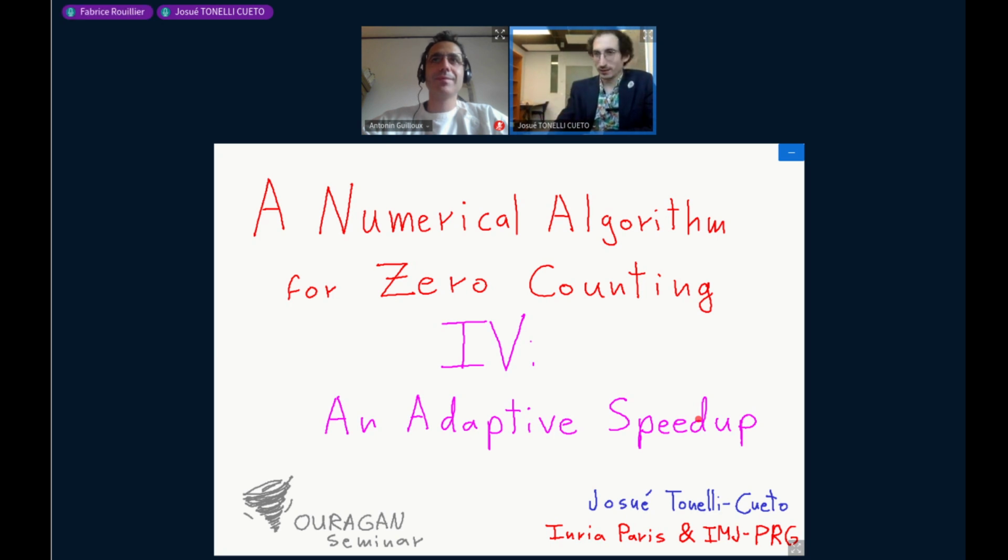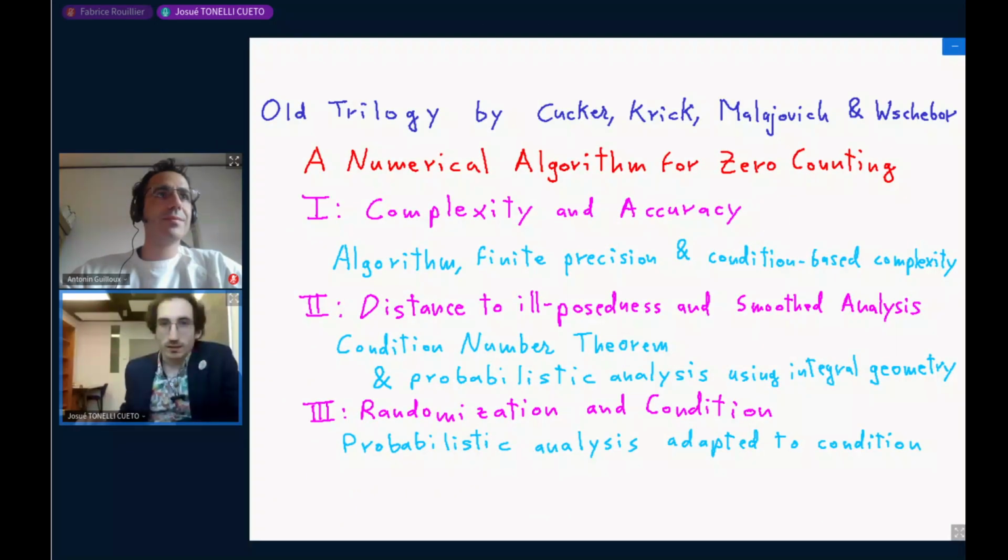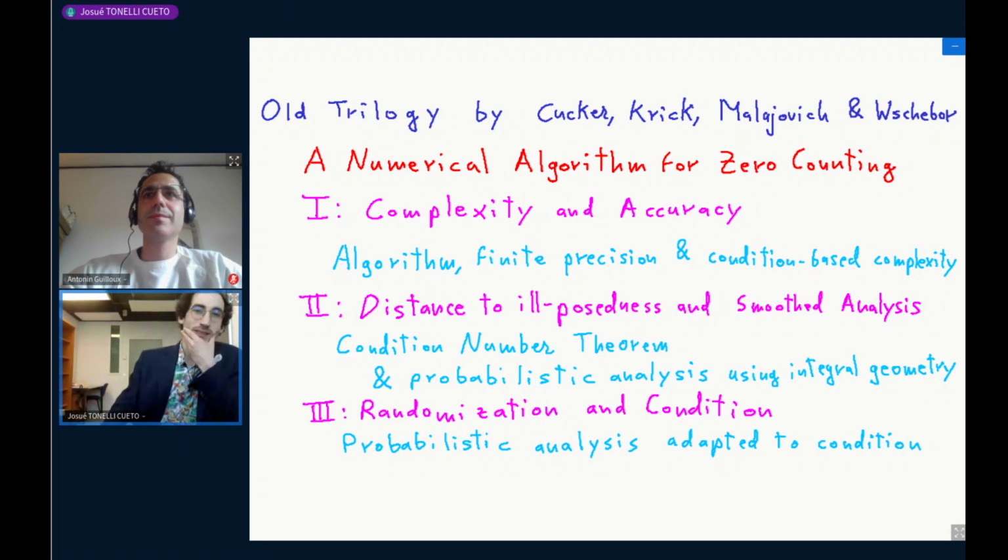At some moment, the actual paper will appear on arXiv once I finish the finite precision analysis. Okay, so this is a continuation of an old trilogy by Cucker, Krick, Malajovich, and Wschebor.